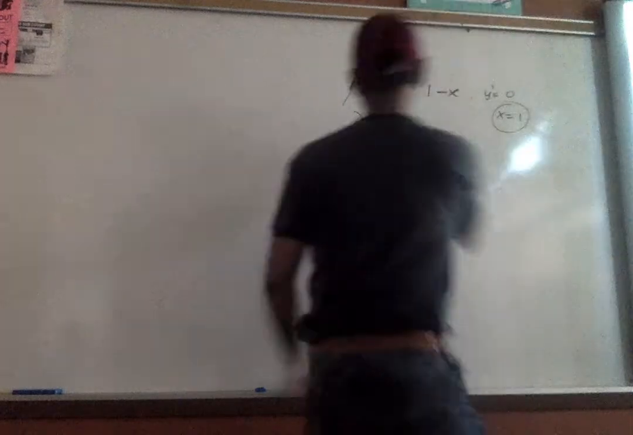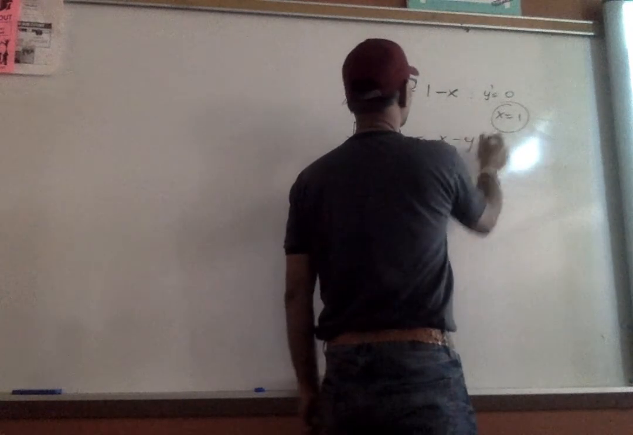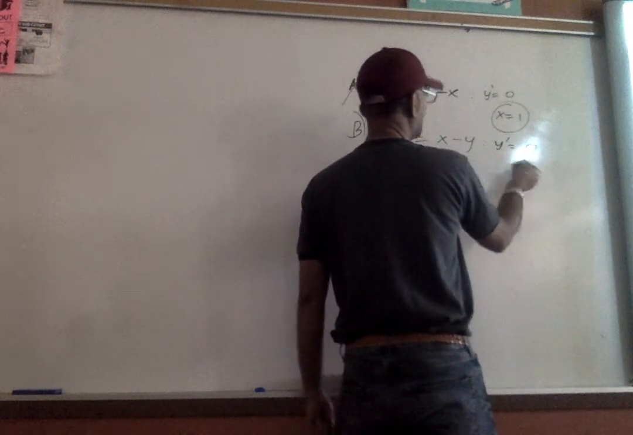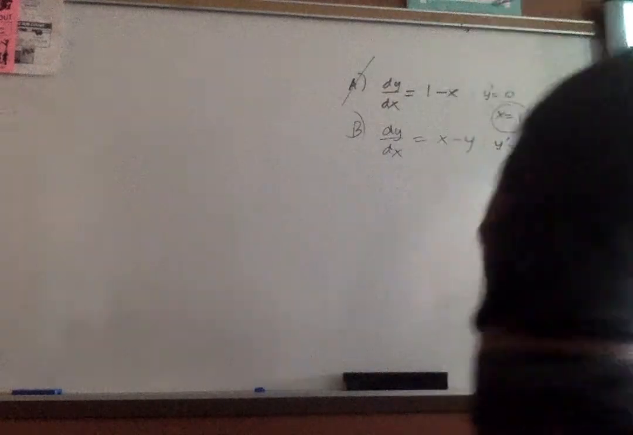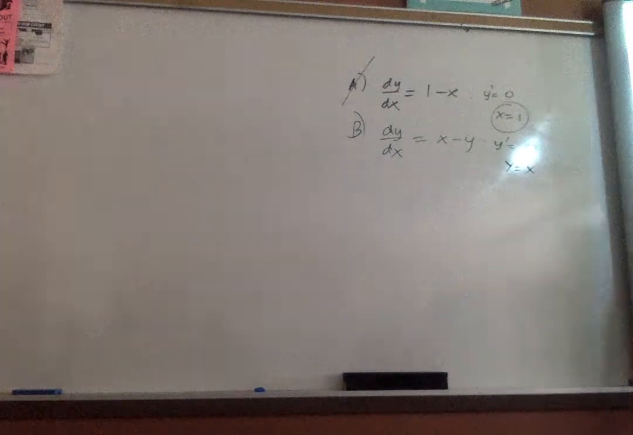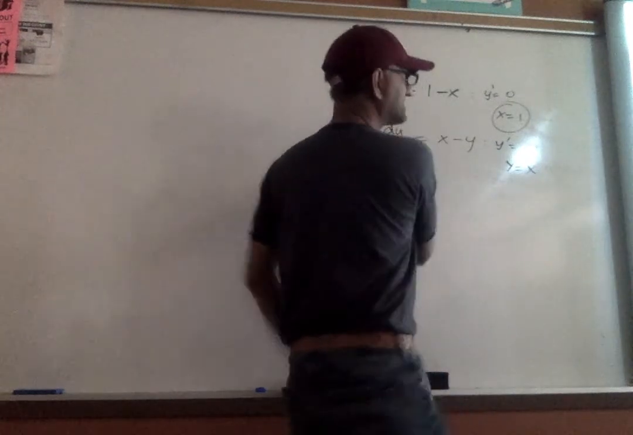Let's look at choice B. Choice B says dy over dx equals x minus y. Therefore, the slope will be 0 when x equals y or y equals x. Is that the 45-degree line? Let's go to the 45-degree line. No, not even true. Again, only there should we have flat tangents. So that's out.